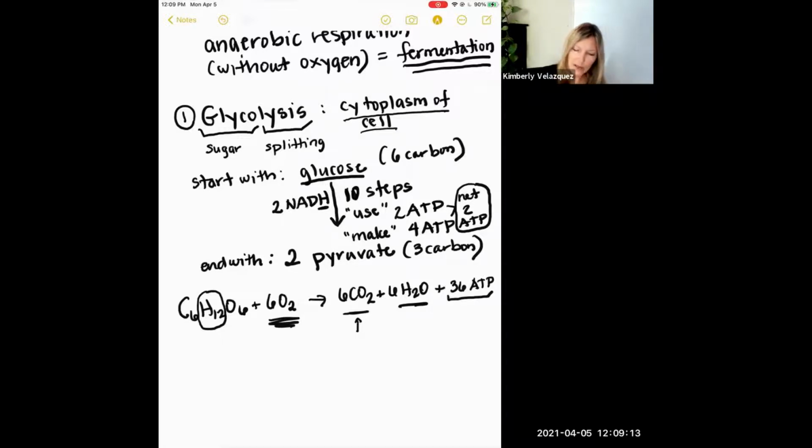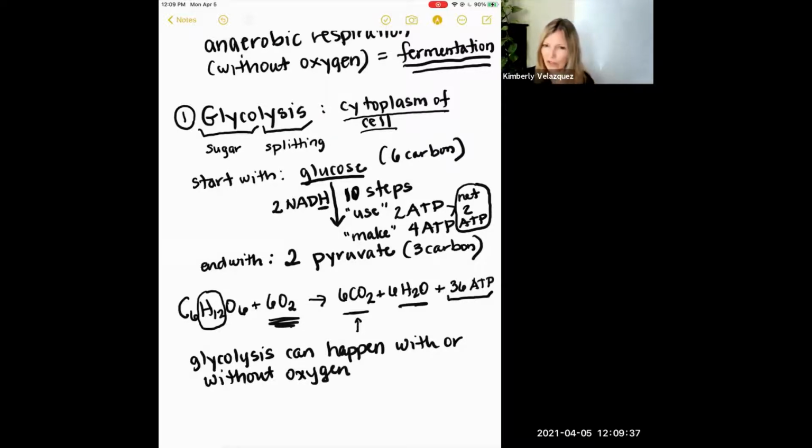And this is, by the way, the only stage that can take place with or without oxygen. I know we're just talking about what happens with oxygen right now, but glycolysis can happen with or without oxygen. It's the only stage that can happen without oxygen. All of the other stages are going to require oxygen to take place.